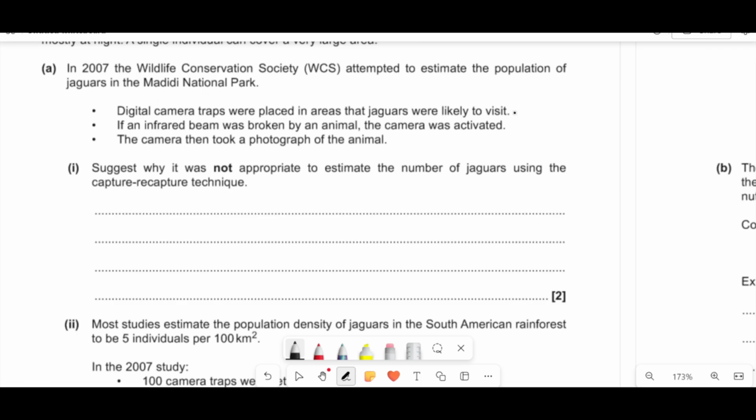Digital camera traps were placed in areas that they would likely visit, and if an infrared beam was broken by an animal, then the camera is activated, and the camera then took a picture.